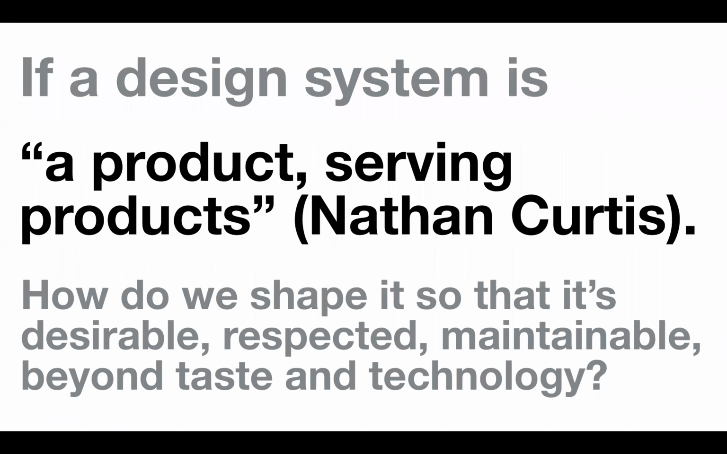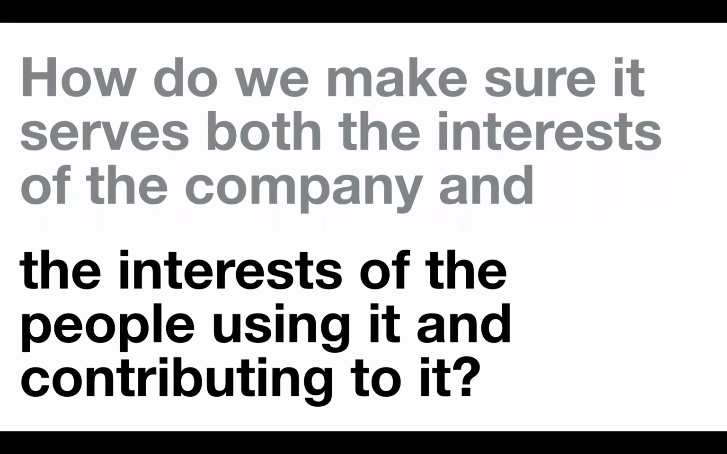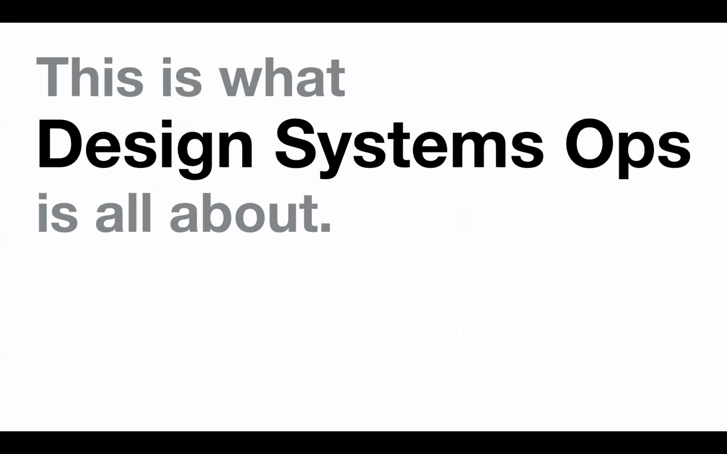I'm going to end with a few last slides, to give you a few thoughts to reflect on. If a design system is a product serving a product, how do we shape it so that it's desirable, respected, maintainable, beyond taste and technology? How do we make sure it serves both the interests of the company and the interests of the people using it and contributing to it? That's what Design Systems Ops is all about.